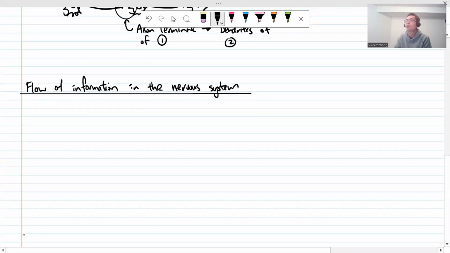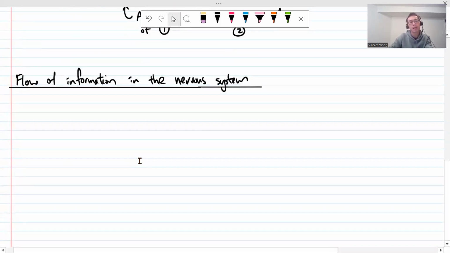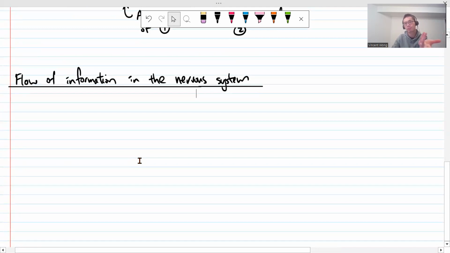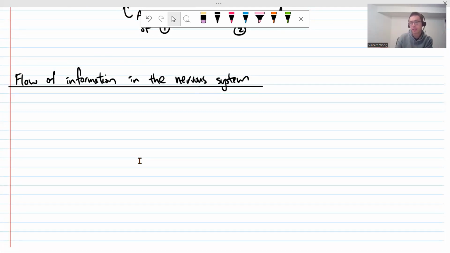So I'm gonna go through this using a reflex as an example. Reflexes are things that your body automatically knows how to do without prior learning or conscious thought.